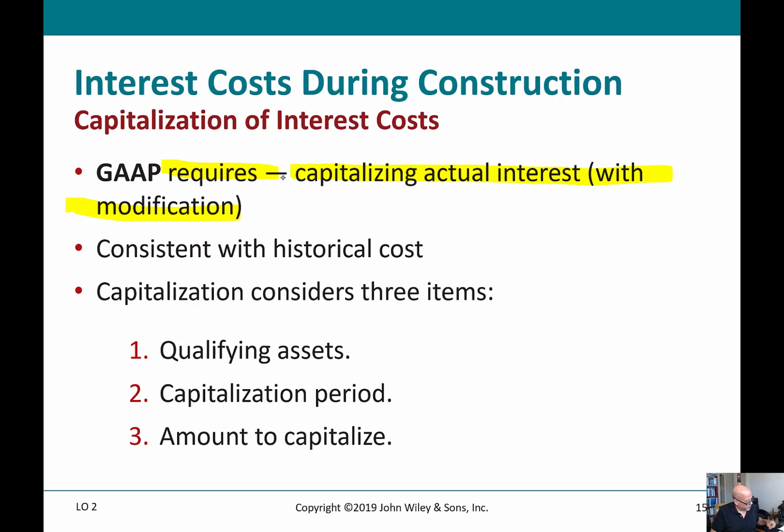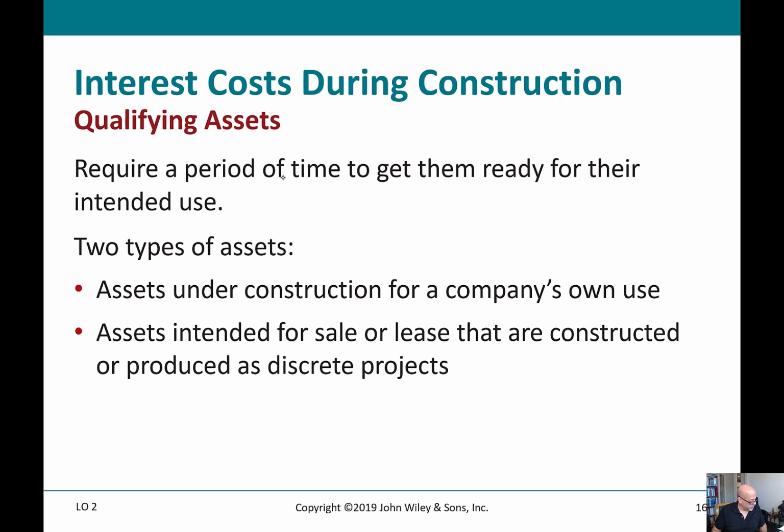Now, you come over, and again, the two types of assets where we can consider capitalizing interest is assets under construction for the company's own use. We're going to be building our factory building, building our office buildings. We borrow the money. Since we're going to be using that in our operations, we can capitalize the interest on that following the rules that we're about to go through here in a couple of seconds.